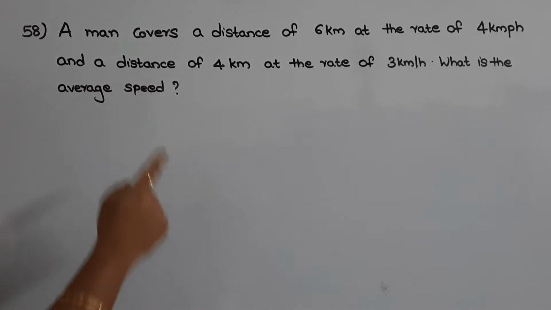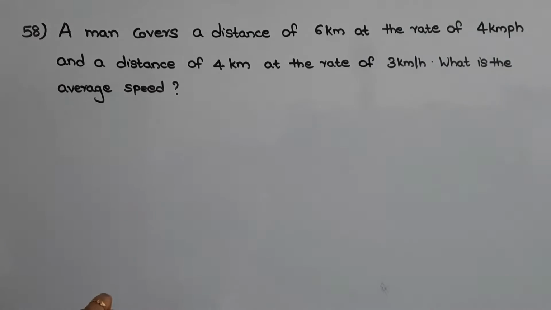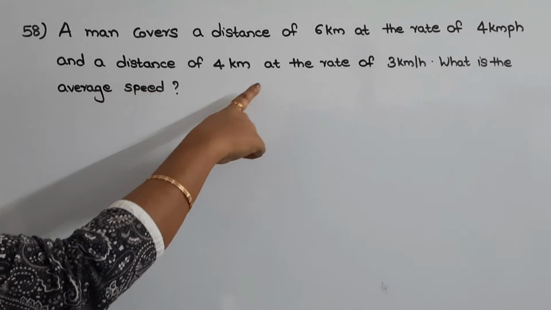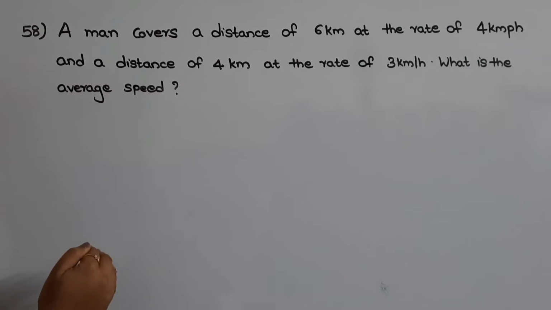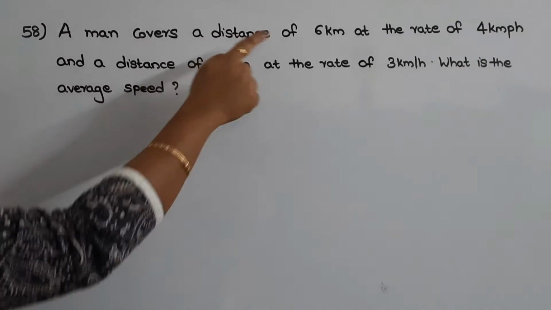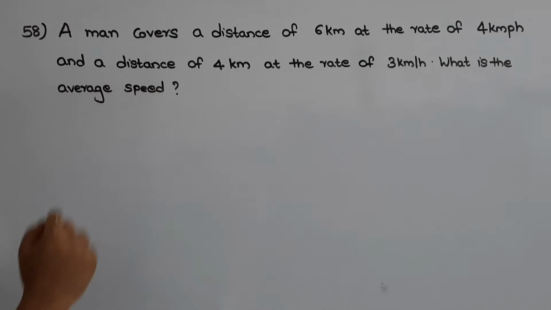The next question is, a man covers a distance of 6 km at the rate of 4 km per hour and a distance of 4 km at the rate of 3 km per hour. What is the average speed? So in this question they have given two different distances and their respective speeds. So we need to find out the average speed.